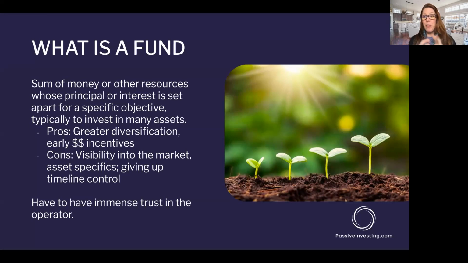Oftentimes in funds, when a fund first opens, the earlier money that comes in is going to get an incentive for joining early. So even though the typical split in a fund may be a 70-30 general partner, limited partner split, 70% to the limited partner, 30% to the general partner, maybe when the fund first opens, the general partners actually say, you know what, we're going to give an extra 20% backup and bonus for the first 10 million that comes in the fund. Because what they're trying to do is incentivize that early money to come in so they can go shopping for those first few assets and start putting them in the fund.